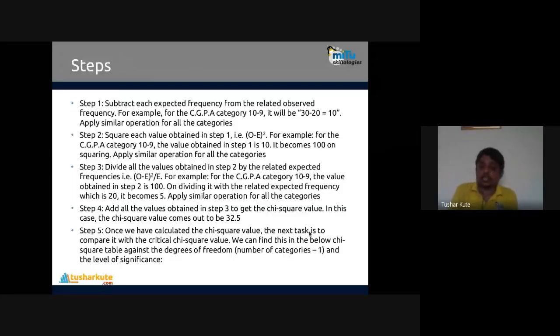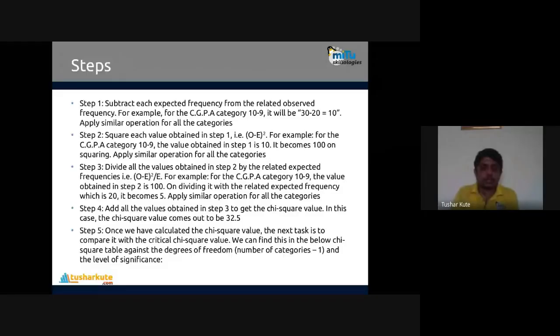Then third, divide all the values obtained in step 2 by the related expected frequency, that is divided by E. For example, 9 to 10, the value is up to 100. On dividing by the expected frequency, which is 20, it will become 5. 100 divided by 20. Apply the similar operation to all categories. Yes, that is step number 3.